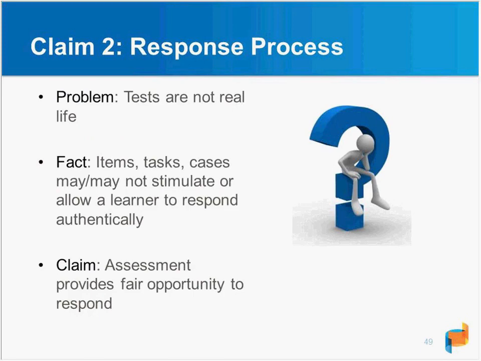Claim 2, response process. As the name suggests, this source concerns how people respond to an assessment. And the problem here is that tests are not real life. They are artificial events, constructed to elicit responses from people which we hope represent what they really know or believe, perceive, can do, or cannot do. Even if the content of the assessment is grade A perfect from a rational point of view, we need to be concerned about whether the participants understand what is being asked and can respond appropriately. The response process claim, therefore, is that the assessment provides people with a fair opportunity to respond authentically, honestly, to the best of their knowledge or ability.